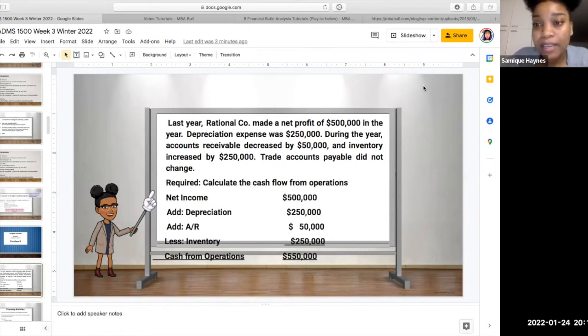The opposite is if accounts receivable is going up, then that means that a lot more people are buying from you on credit. They're not actually paying you in cash. So that means that there's less cash for you if your accounts receivable is going up.